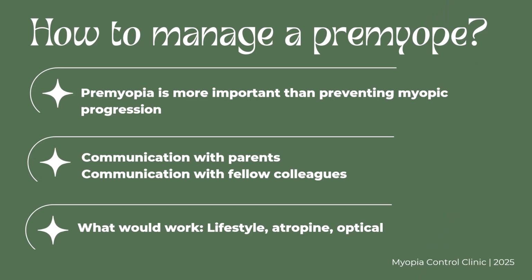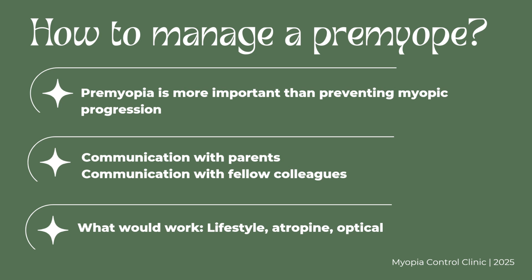So how to manage premyopia? Premyopia is more important than preventing myopic progression. Why? Because these are the patients who are not actually myopic. So you are doing a great service by not only preventing myopic progression, but also making sure that these patients will not have that generational progression of myopia. That is very, very important. It is very important to communicate with parents, because they have to understand that our kid is not truly myopic, but there is a good chance that he would become myopic.